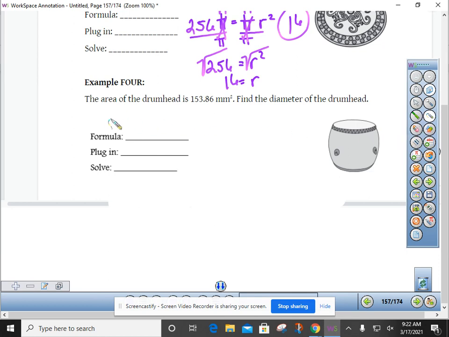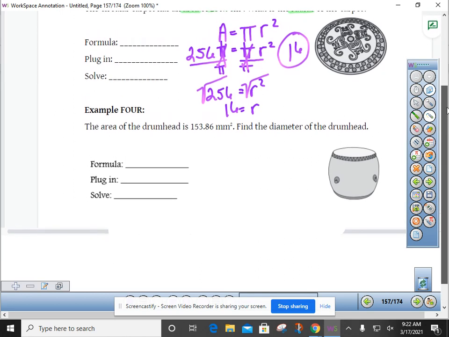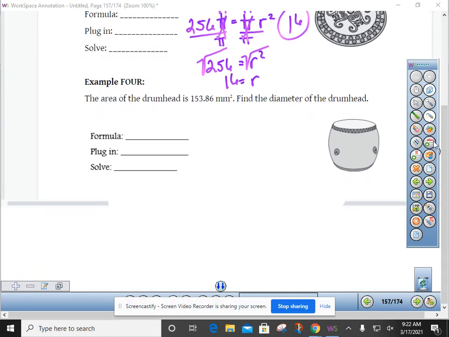Okay. Let's look at an example. Did y'all get that? Let's look at example 4. The area of the drum head is 153.86 square millimeters. Find the diameter of the drum head. What is it asking you for? What does it give you? Area. What is the area?